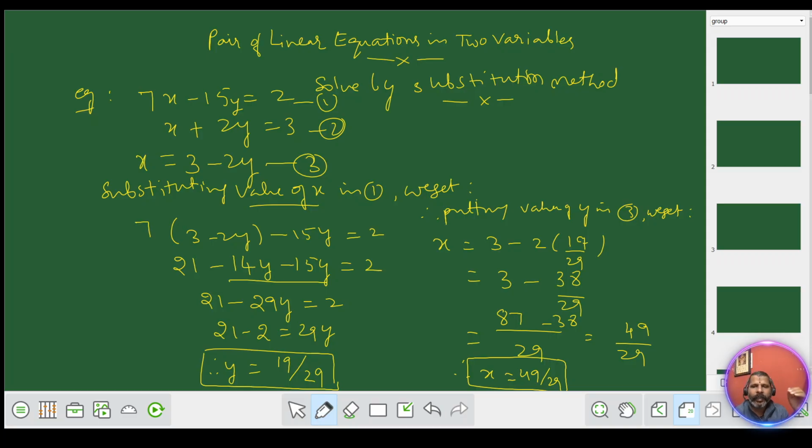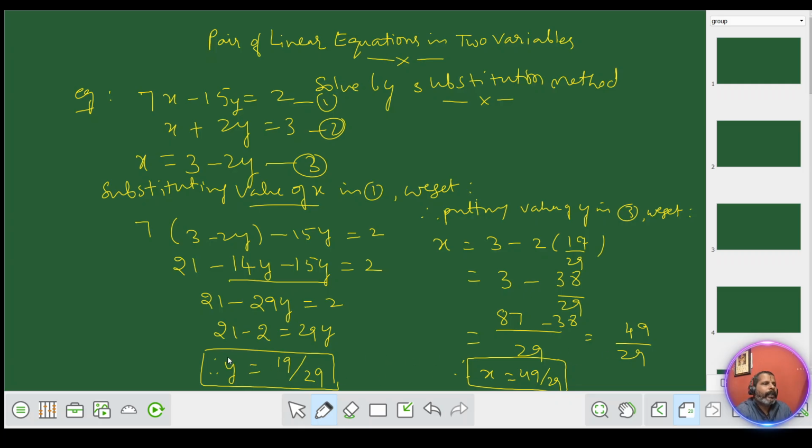I'm again informing you, there is no need to always substitute the x value in the other equation. You can solve for y first, then substitute the y value in the other equation to get the x value. If you solve for x, then you get the y value, then substitute that y value in the simplified third equation, and you get the x value. This is called the substitution method.